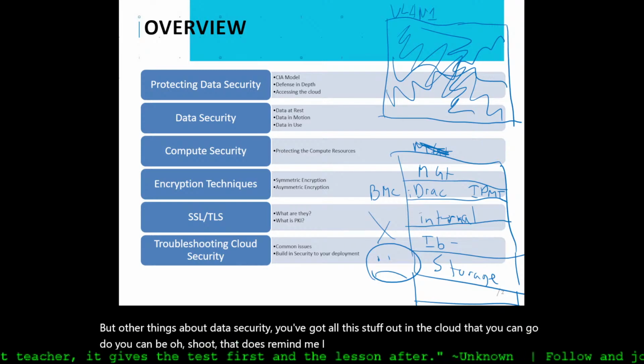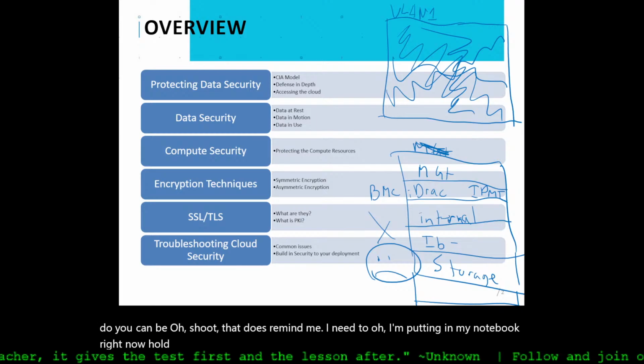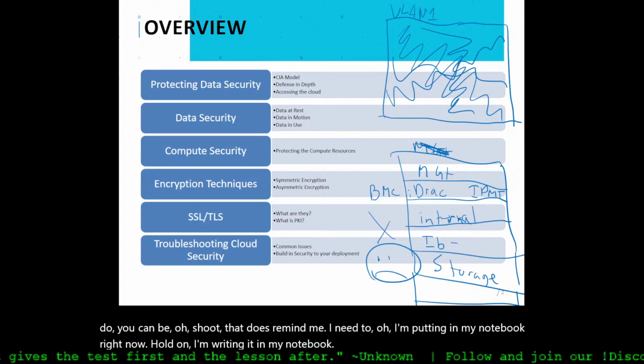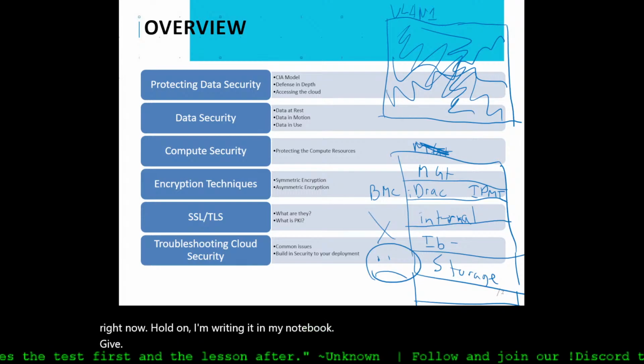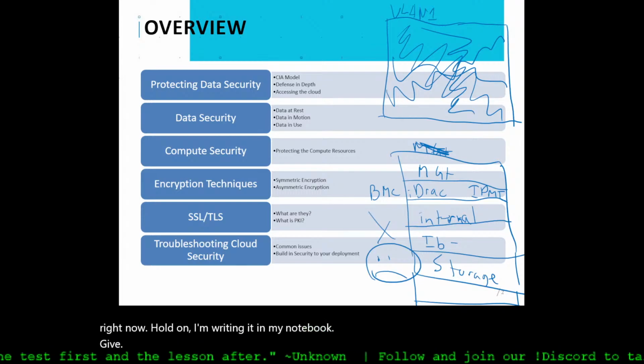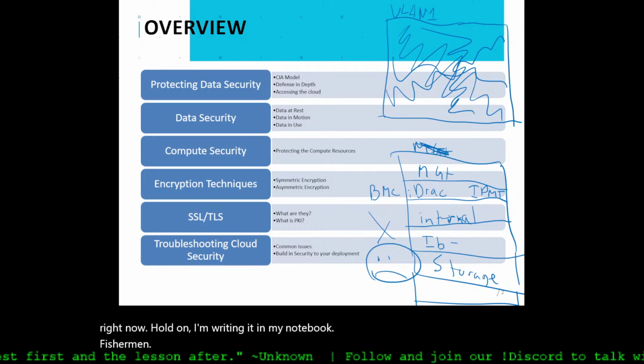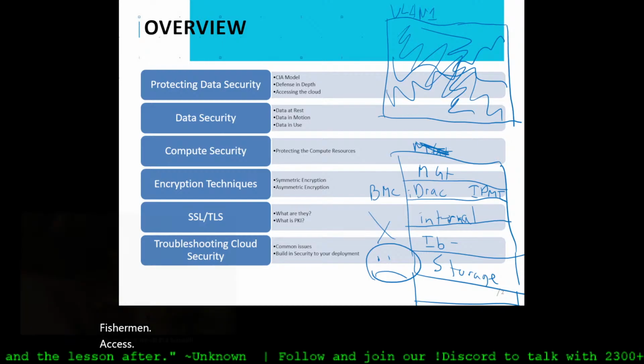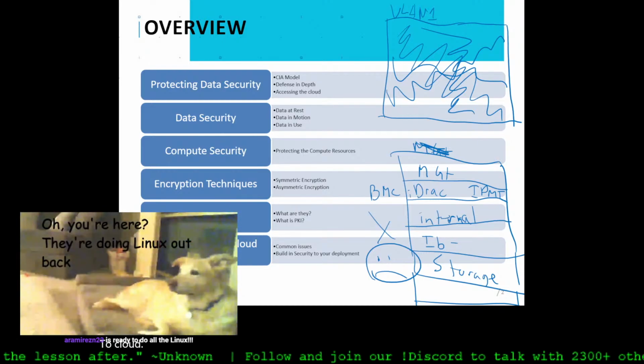I need to... Oh, I'm putting it in my notebook right now. Hold on. I'm writing it in my notebook. Give fishermen access to cloud. I need to give fishermen access to the cloud.